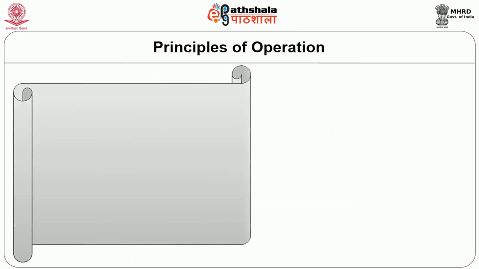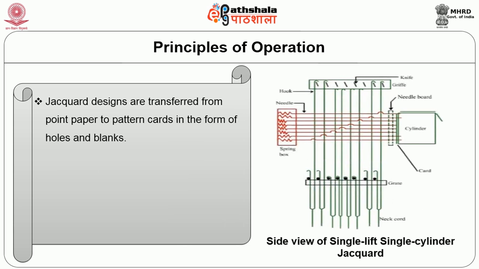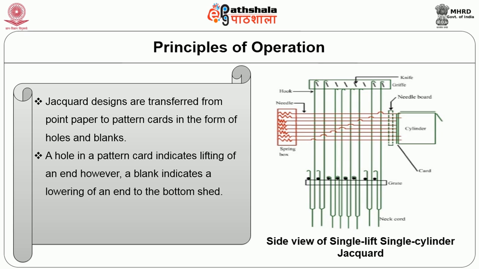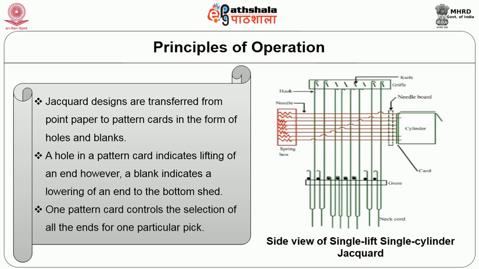Now we'll go into the principles of operation. Jacquard designs are transferred from point paper to pattern cards in the form of holes and blanks. A hole in a pattern card indicates lifting of an end. However, a blank indicates lowering of an end to the bottom shed. One pattern card controls the selection of all the ends for one particular pick. Figure 2.1 shows the working components of a single lift, single cylinder Jacquard machine, a side view of the single lift Jacquard.